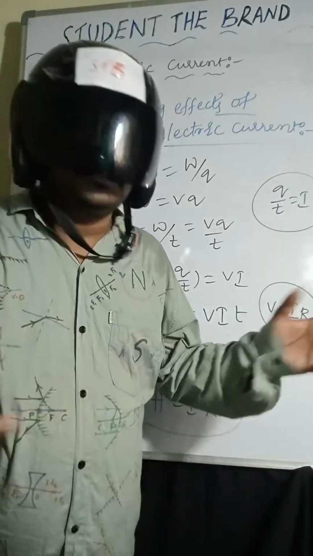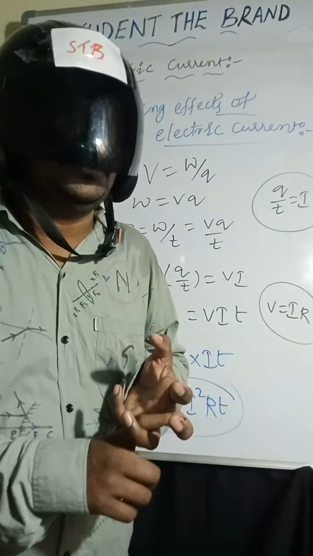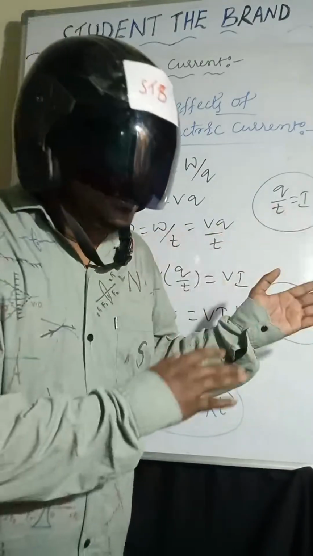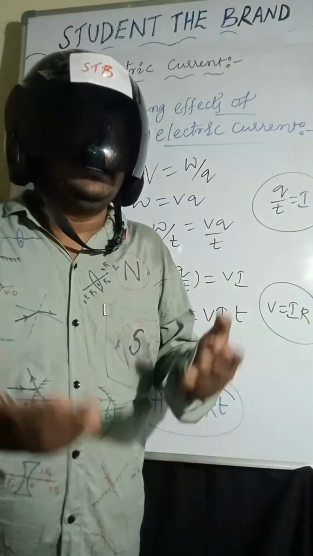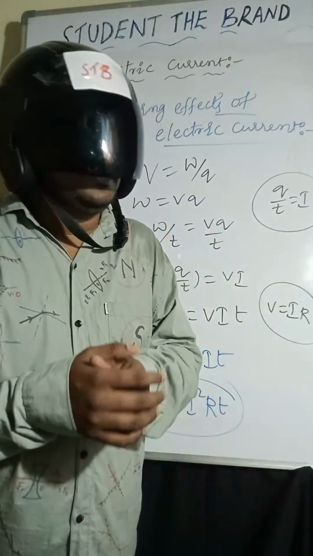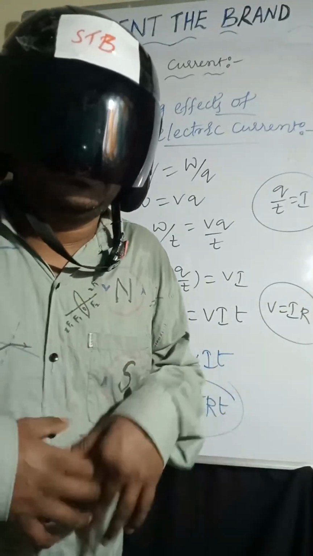The potential of the live wire is 220, the potential of the neutral wire is 0, and the potential of the earth wire is 0. The potential difference between live wire and neutral wire is 220. Frequency in India is 50 hertz. So this is about the live wire, with positive terminal and negative terminal.